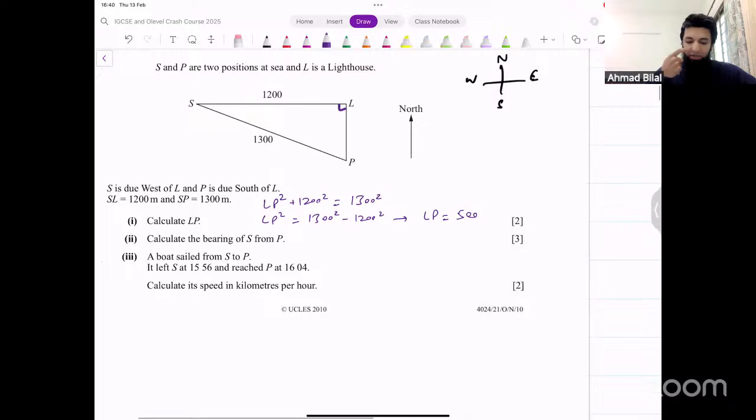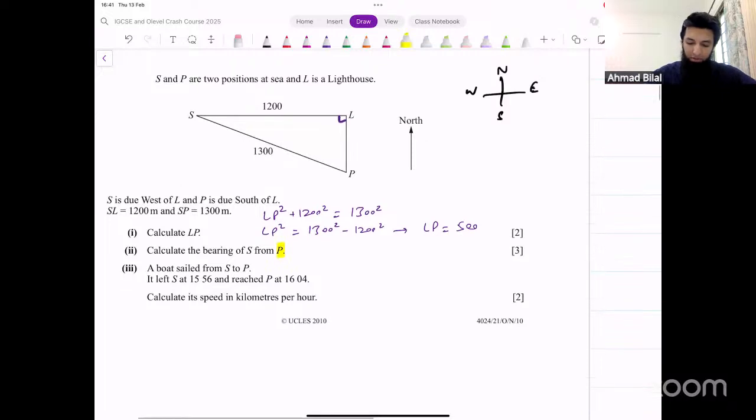Now, let's look at the second part. It says, calculate the bearing of S from P. What does that mean? S from P. What's the reference point? North is going to be made at the point P. The point that comes after "from", that is where you will be drawing north. Okay, so the point is P. We will make north here at this point, point P. We have to find the bearing of S from P. So what we're looking for is this angle.